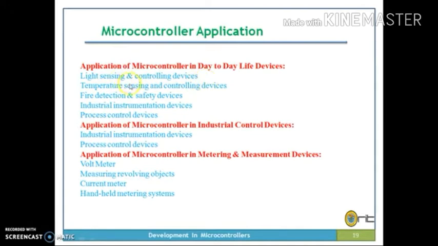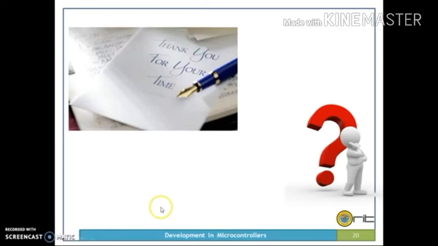Microcontroller applications. It is really necessary to know the microcontroller applications. First is application of microcontroller in day-to-day life devices: light sensing and controlling device, temperature sensing, fire detection. In industrial control, we have industrial instrumentation devices, process control devices. In application of microcontroller in metering and measurement devices, we have the voltmeter, measuring revolving objects, current meter, handheld metering system.